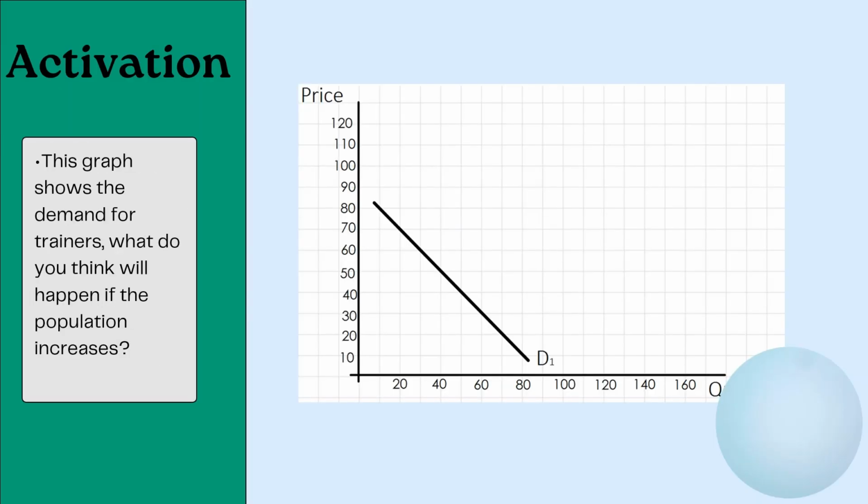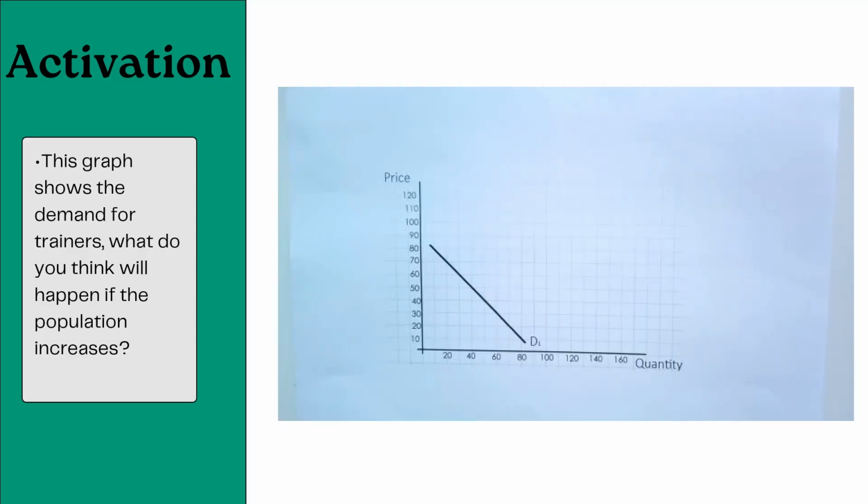This graph shows the demand for trainers. What do you think will happen if the population increases? Pause this video and have a think. Okay, I'm going to answer this question and also introduce you to chains of reasoning. So the question asks me, what will be the effect of an increase in population?